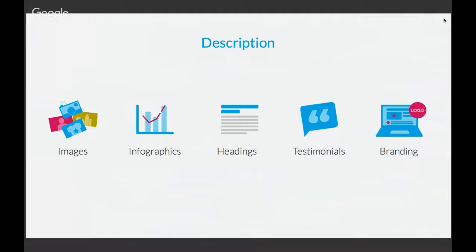That's going to mean high quality images. It's not going to mean dark images. It's not going to mean pixelated images. It's going to mean really clear, snappy subheadings. It's going to mean great testimonials from your customers.